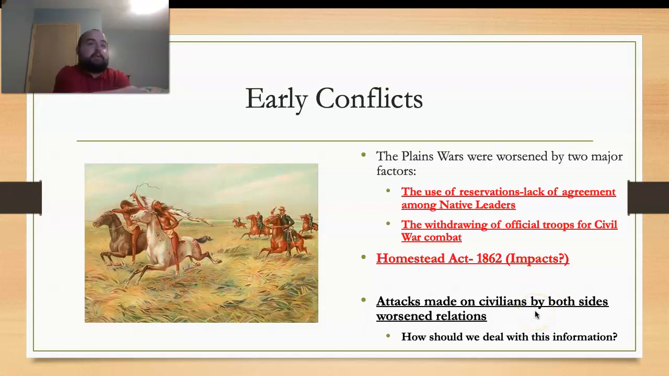As you can imagine, as we'll get into over the next couple of days, attacks made on civilians by both sides actually worsened the relations. Now, this can be a complex thing to deal with, because a lot of times when you hear people try to justify the Plains Wars, you'll hear them bring up violence that Native Americans committed on settlers. So how should we maybe remember and analyze this information that there were attacks made on civilians by both sides of the conflict? This is a tough one, so I'm going to let you work this out on your own for a second.